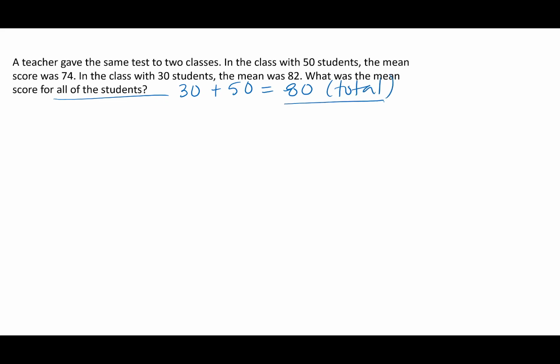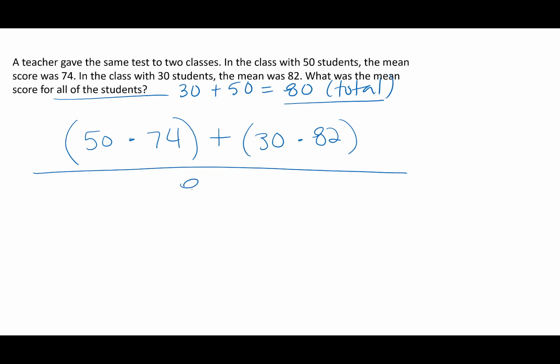But each class had a different average, and so it's not correct to just add their 2 averages together and divide by 2, because one class had 50 students and the other class had 30. And so we have 50 students representing the average of 74, 30 students representing the average of 82. And so the equation you need to solve is 50 times 74 plus 30 times 82. And once you find that sum, divide by 80.